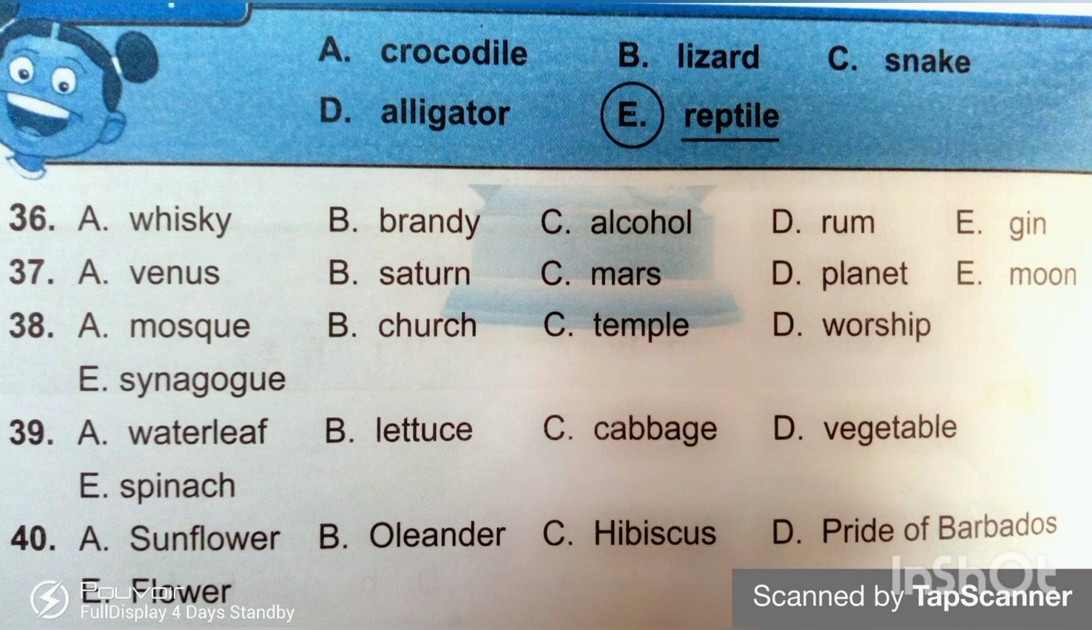Okay, so let's see 38. Let's attempt 38. Now we have mosque, church, temple, worship, synagogue. You can guess the answer. So, should I give you the answer? The answer is D. You go to the mosque to worship, you go to the church, the temple, and the synagogue to worship. Do you understand that now? That is not so difficult, right? It's not. So you have 39 and 40 to attempt.